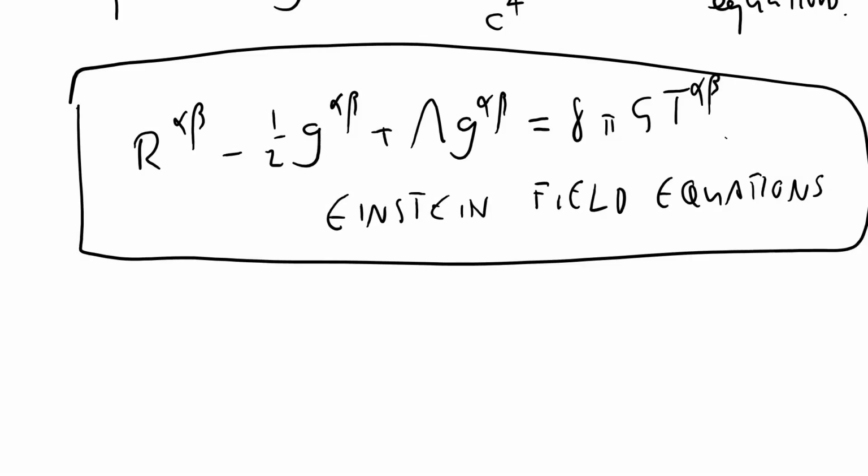General relativity, step by step. We've got the Einstein field equations here, which link on the left and right hand sides two second rank tensors. And it looks like there are 16 equations here.